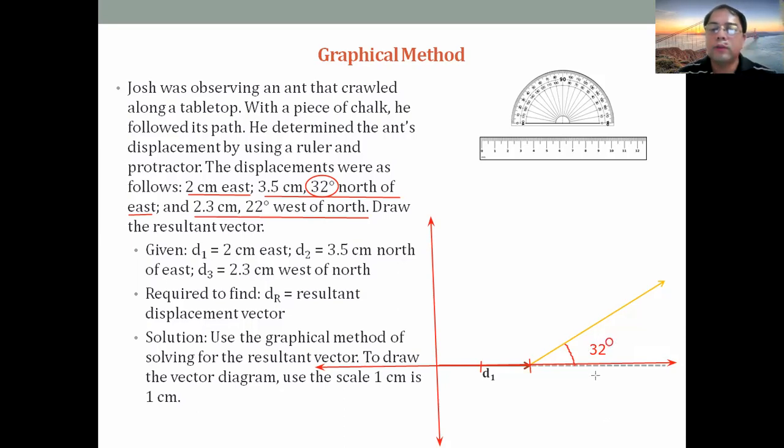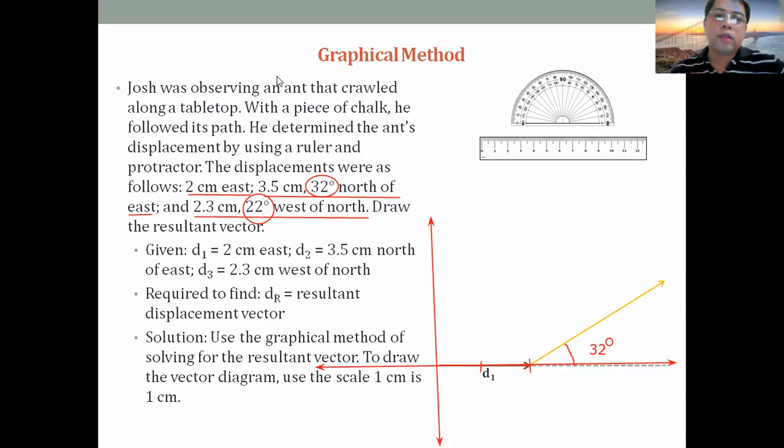Okay, then what will we do next? We will draw our third vector. Third vector is another angle, which is 22 degrees west of north. So when we draw our third vector, we will draw 2.3 centimeter. Now our D sub 2, guys, must be 3.5. So use your ruler, measure 3.5. And then you stop the drawing.